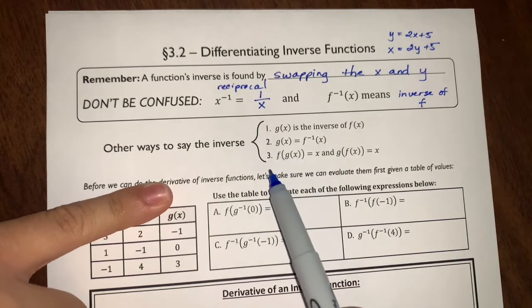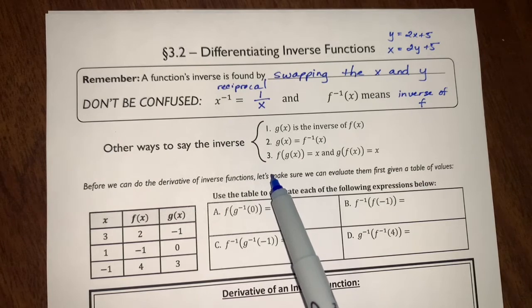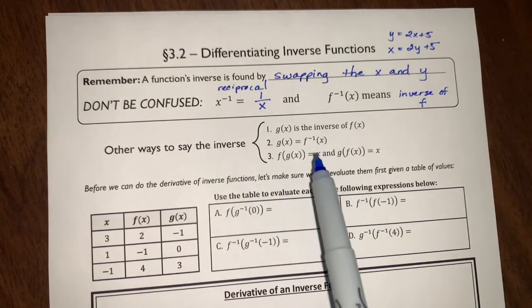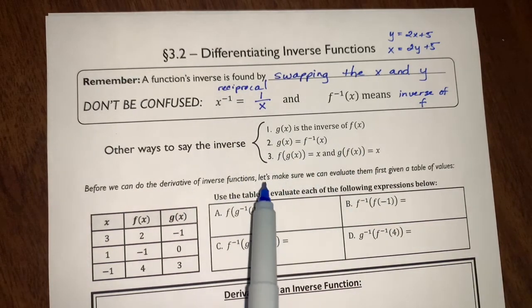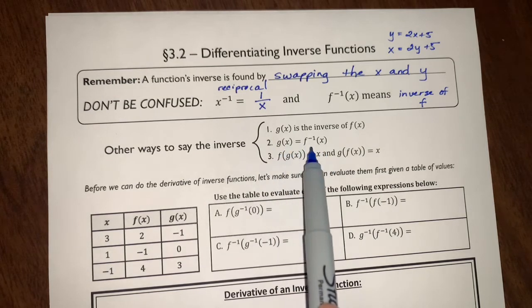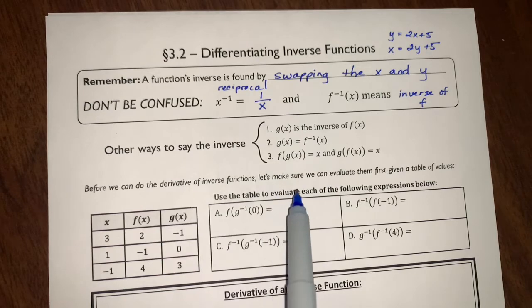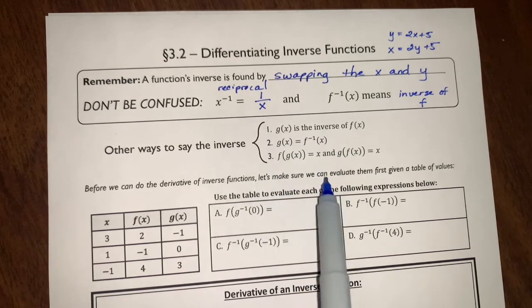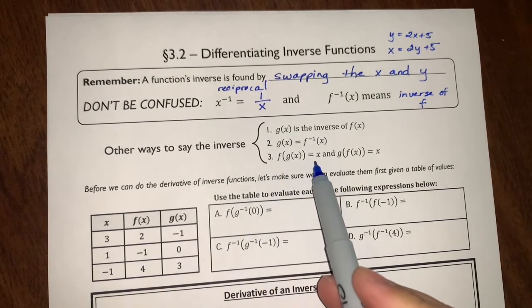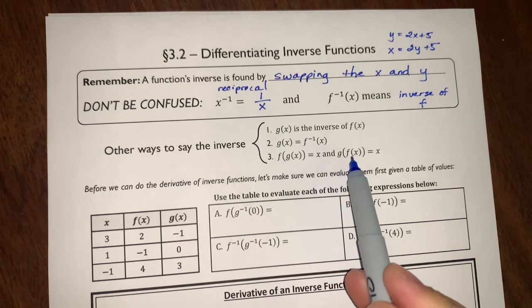The other ways you can possibly see them saying inverse on the AP exam is they would just flat out say g of x is the inverse of f of x. Sometimes they'll use the notation g of x is equal to f to the -1 power of x, which is the inverse of f. Sometimes they'll even say that f of g of x is equal to x and g of f of x is equal to x.